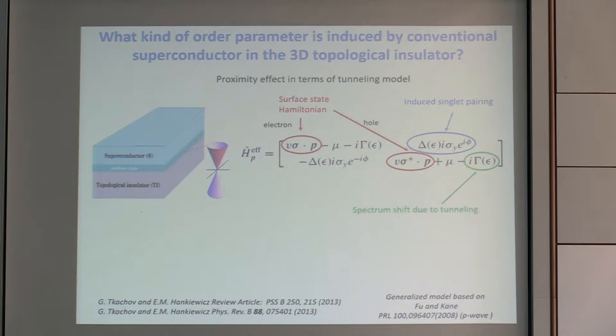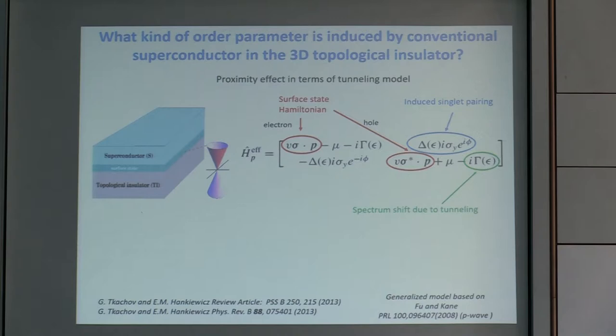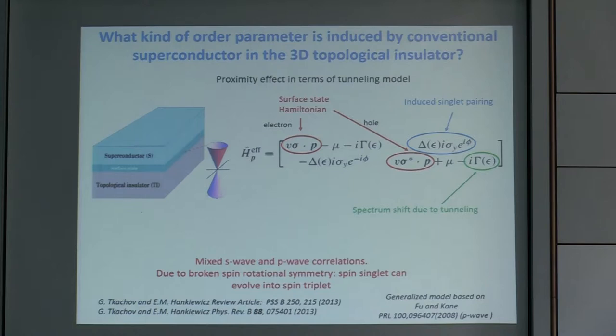But because the spin rotational symmetry is not conserved, although I'm injecting singlets into the system, because of the strong spin-orbit interactions, which break spin-rotational symmetry, I can get a mixed order parameter. So it's not only P-wave, it's also S-wave. And now the question is whether, through some simple testing, I can see some of this P-wave component, detect it and understand it.